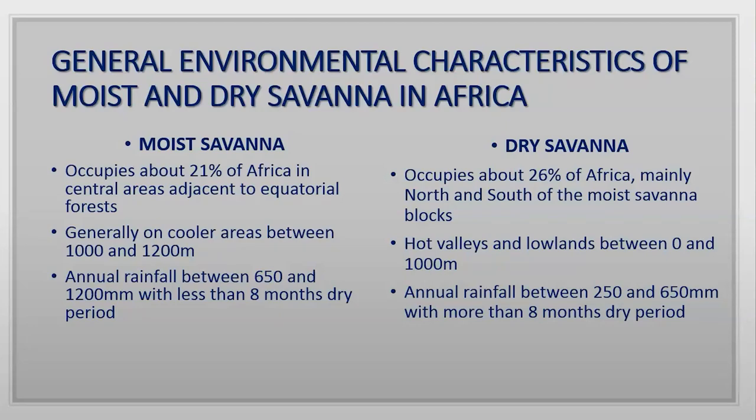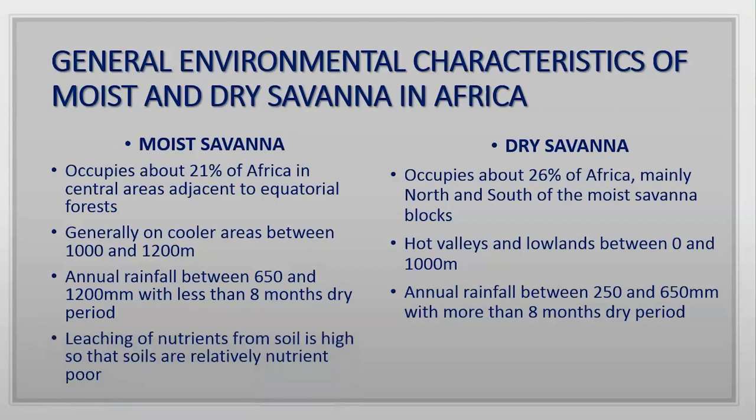So now we've been able in Africa more or less to divide the savanna biome into two savannas, one dry, one moist, and basically of equal size, each of them covering about 20 to 25% of the African continent, with the moister ones on the cooler, higher slope altitude, with more rainfall, less dry months, and the opposite for dry savanna. And what's important here is because of the higher rainfall in the moist savanna, we get leaching of nutrients from the soil. Leaching is the drainage of nutrients down the soil profile, so away from the roots.